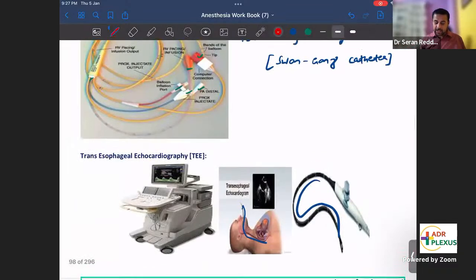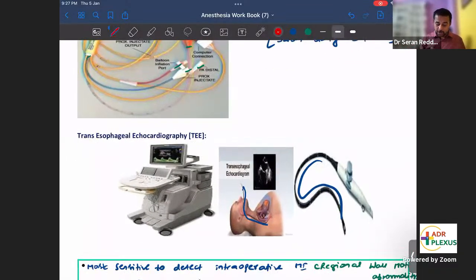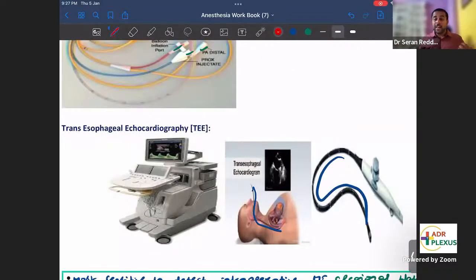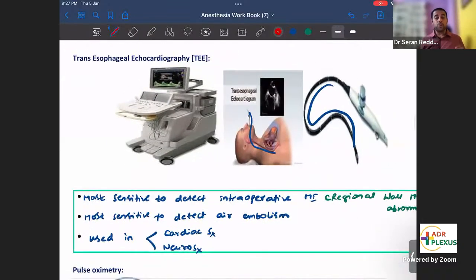And this is transesophageal echocardiography. Similar to how you insert an endoscope, you insert this and you see the heart just as if you were looking from the bottom. It is the most sensitive to detect intraoperative MI by detecting regional wall motion abnormality, and it is most sensitive to detect air embolism intraoperatively, predominantly used in cardiac and neurosurgeries. Is it lagging?